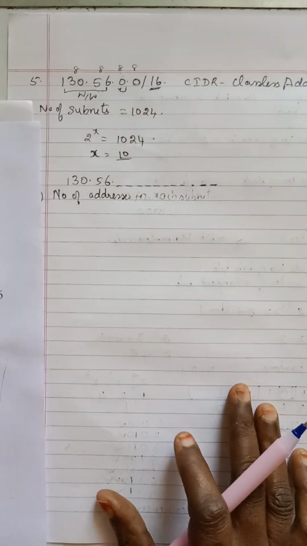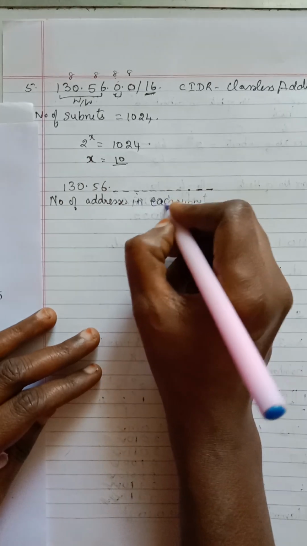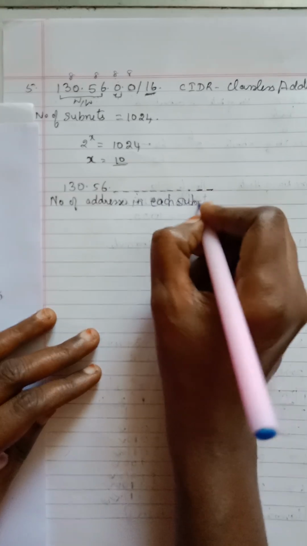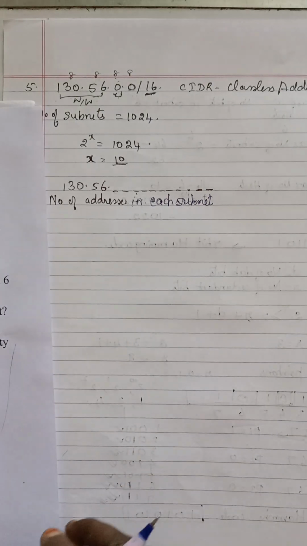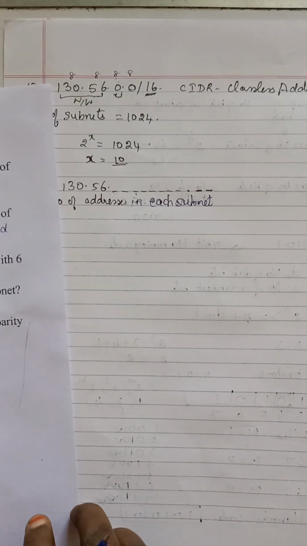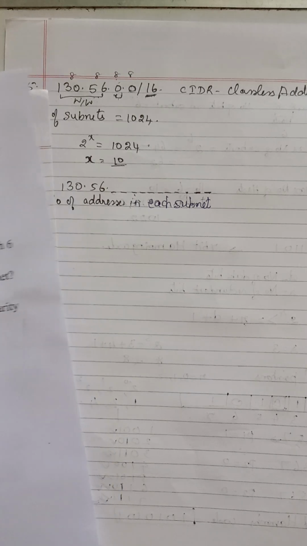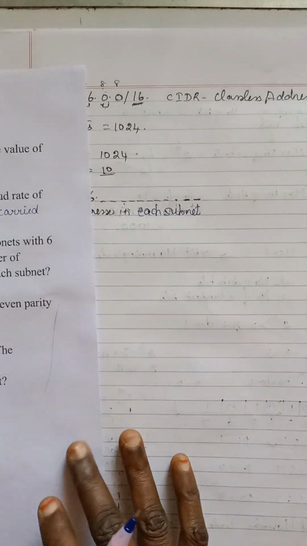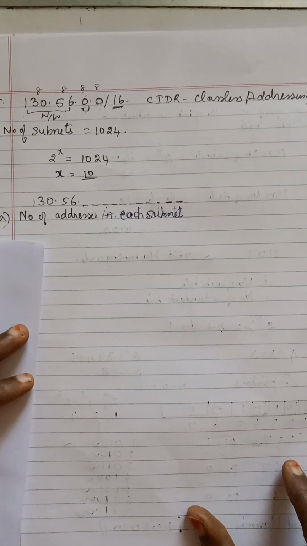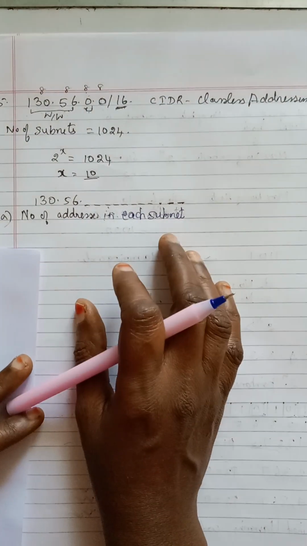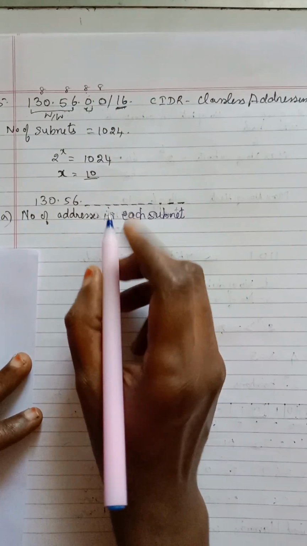Extremely sorry. Okay, number of addresses in each subnet. So what is the number of addresses? Number of addresses is the number of hosts. So whenever they ask number of addresses, it means number of hosts. So what is the maximum number of hosts that can be accommodated? What is the number of addresses that can be in a subnet?